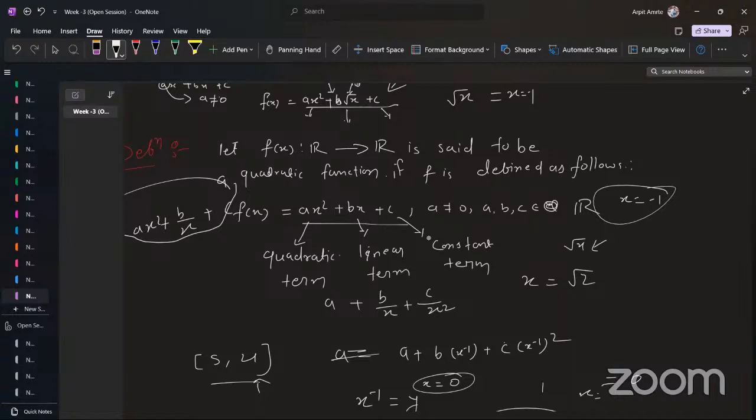Your f(x) looks like this, where the first term is denoted by the quadratic term, the other term is denoted by the linear term, and the last term is denoted by the constant term. Apart from this, we are not going to include any other term. But we can exclude one of the terms from the linear term or the constant term. Here the quadratic term must be there. We can exclude one of the terms from these two.